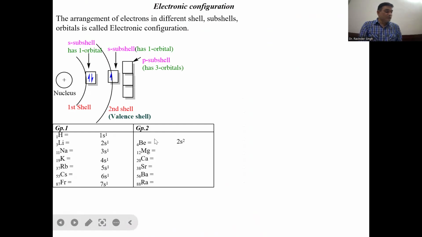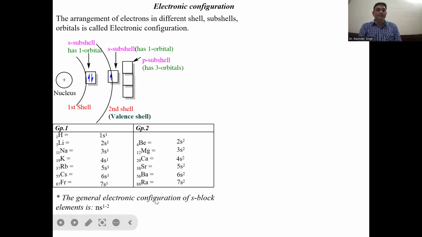Right? So the next valence configuration is for magnesium. What is the valence configuration for magnesium? 2s2 for beryllium, 3s2 for magnesium, for calcium 4s2, for strontium 5s2, for barium 6s2, for radium 7s2. So in this way, you can learn the valence configuration for group 1 and group 2 elements. The general configuration of s block elements is ns1 to 2, because 1 is for group 1 and 2 is for group 2. So the s block has two groups, group 1 and group 2.